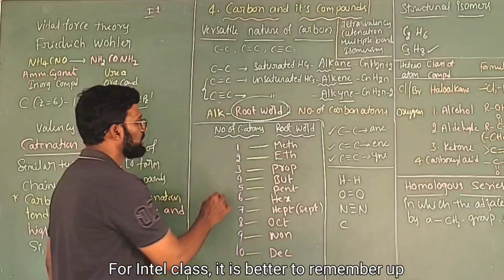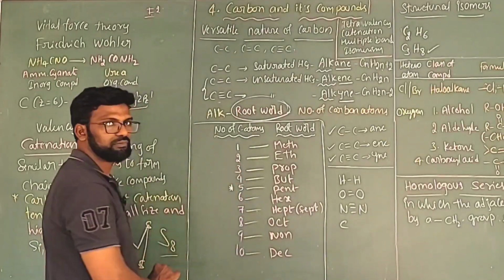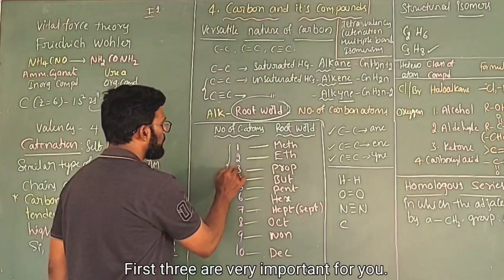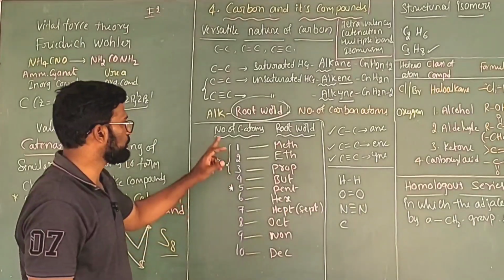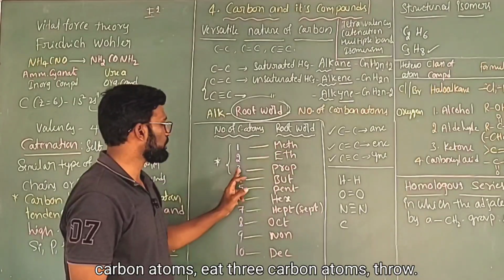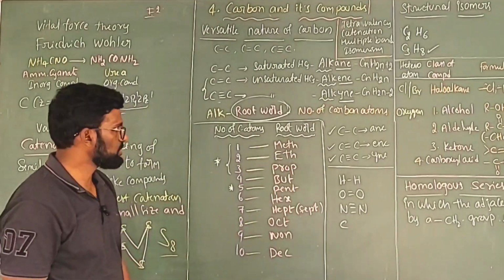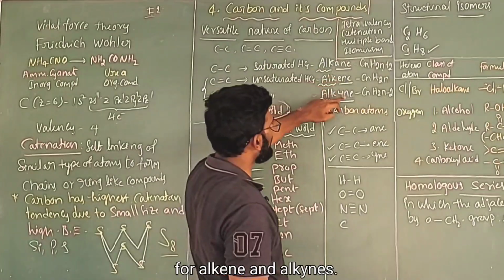For 10th class, it is better to remember up to 5, that is enough. First 3 are very important for you. Those who are studying 10th class, first 3 are very important. So if there is 1 carbon atom, meth, 2 carbon atoms, eth, 3 carbon atoms, prop. Right? And next here you come to the general formula of alkenes and alkynes.